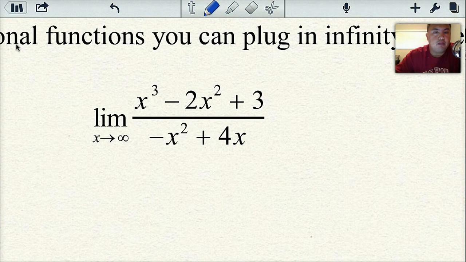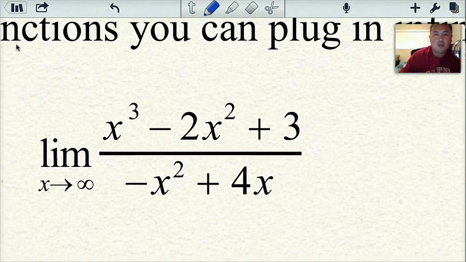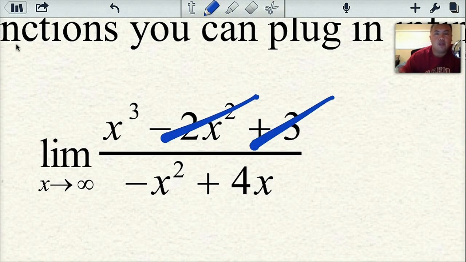Here I have an infinity problem. So again, I'm not going to try plugging in infinity because I'm going to get a giant mess. What I'll do is cross out the smallest terms. What are the smallest terms in the numerator? Yeah, 2x squared and 3. And when I say smallest terms, I'm talking about smallest exponents. And again, 3 is similar to x to the 0. And the bottom is 4x.